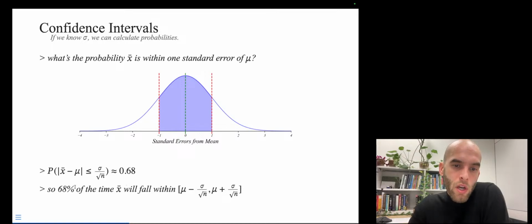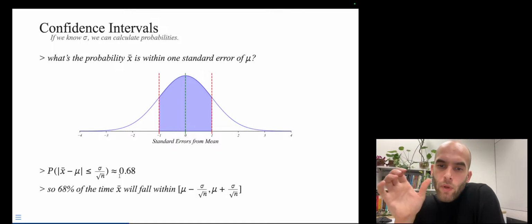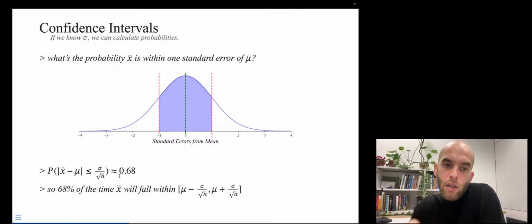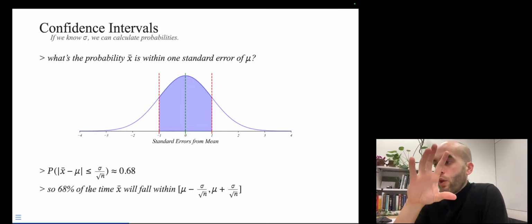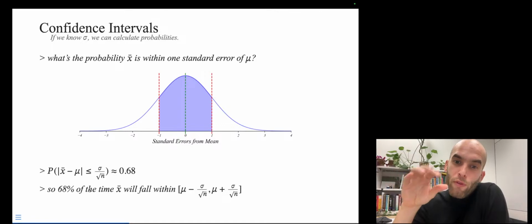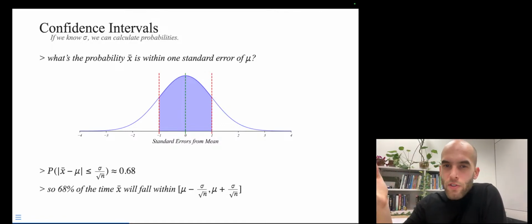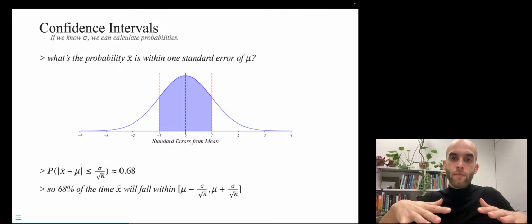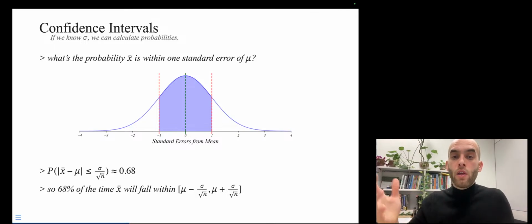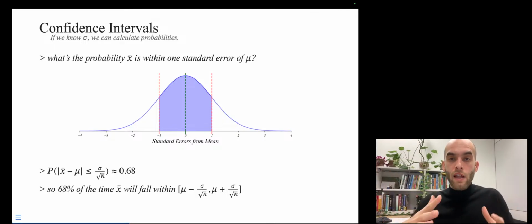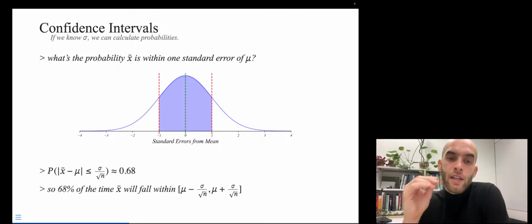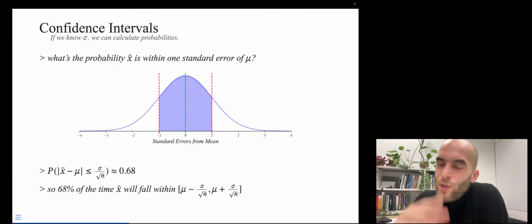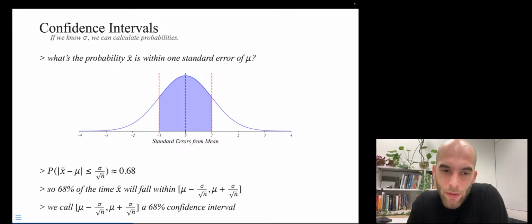So we would know, after we computed it, that within one standard error of the mean, we would have 68% of the data. So if we just randomly draw x bar from whatever distribution produces it, we know that it will fall within one standard error of the truth 68% of the time, which is amazing that we have the ability to do this. This is what we call a confidence interval.